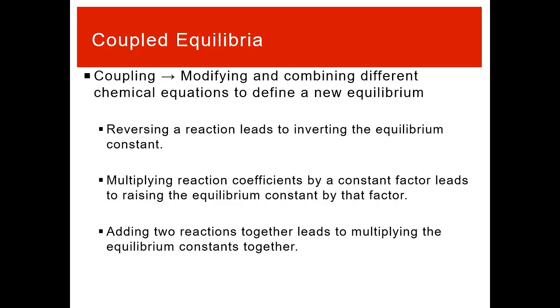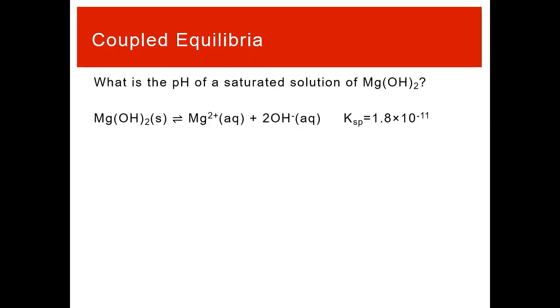If you change all the coefficients, that's the same thing as scaling. If you scale the coefficients, you raise the equilibrium constant to that factor. So if you multiply all of your coefficients by 2, you square your equilibrium constant. And if you add two reactions together to make some sort of sum reaction, you multiply the equilibrium constants together. So with that in mind, let's do an example.